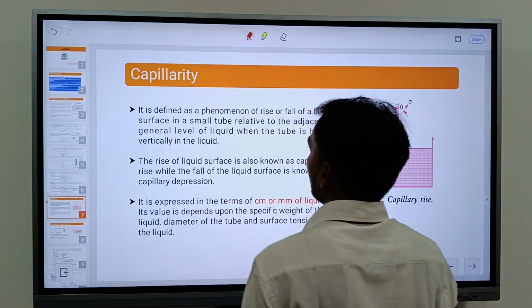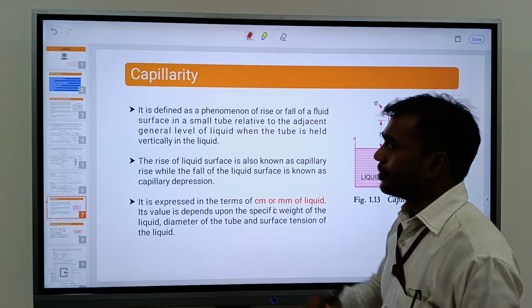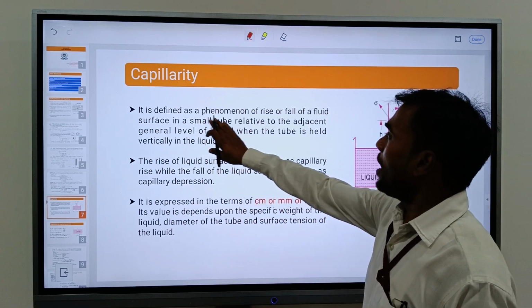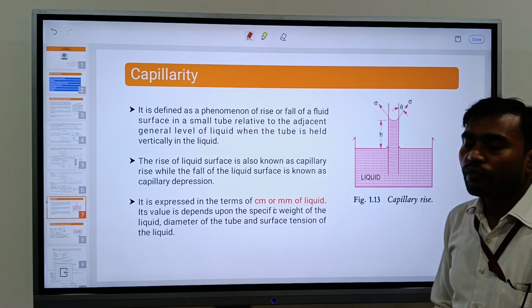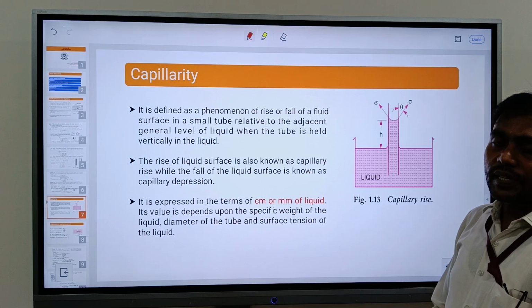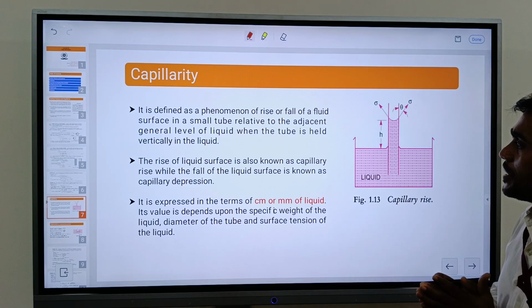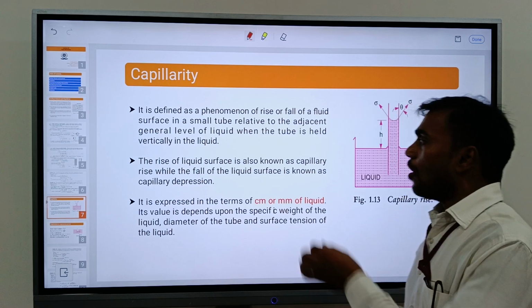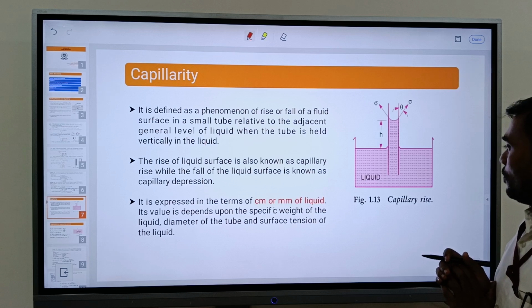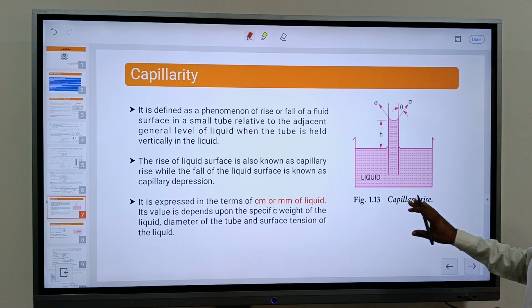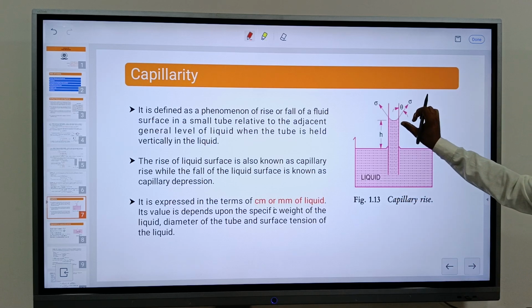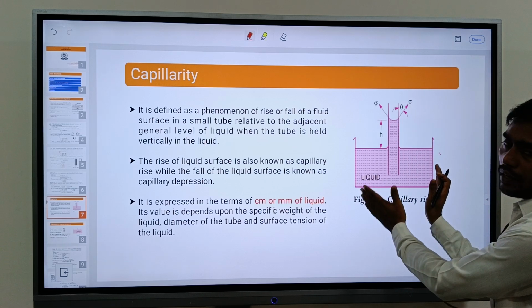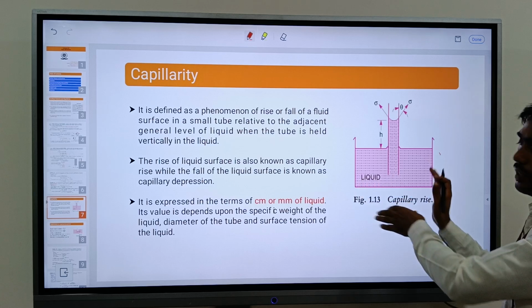Now, capillarity. So what is capillarity? It is defined as the phenomenon of rise or fall of a fluid surface in a small tube relative to the adjacent general level of the liquid when the tube is held vertically in the liquid. For example, you can see in this figure a small vertical capillary tube inserted in a container having the liquid.